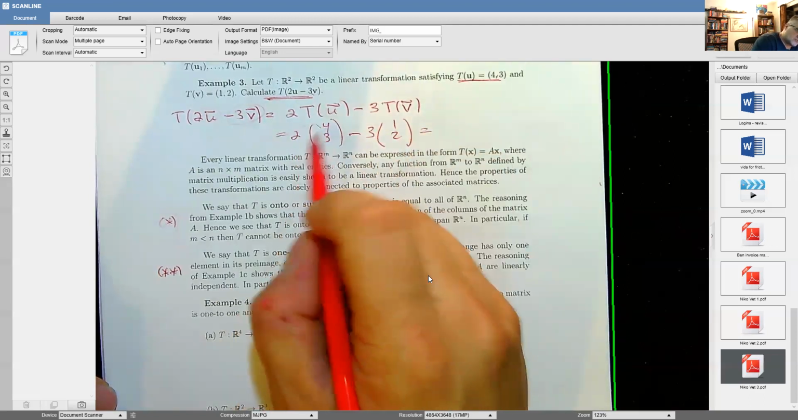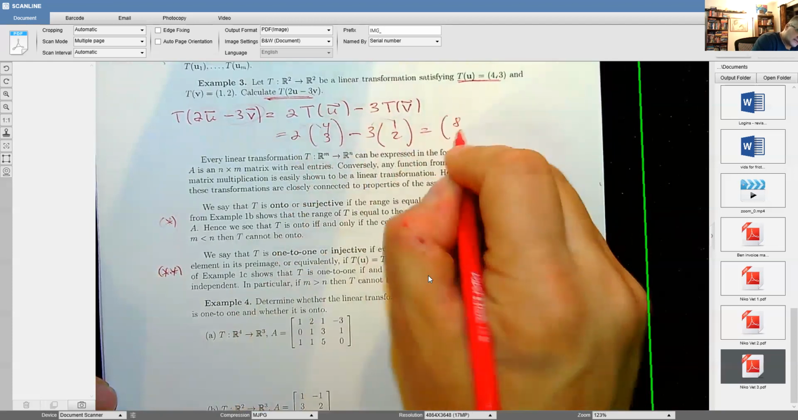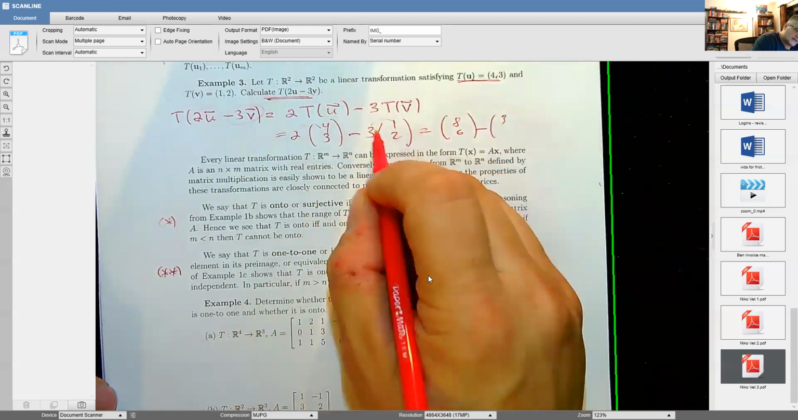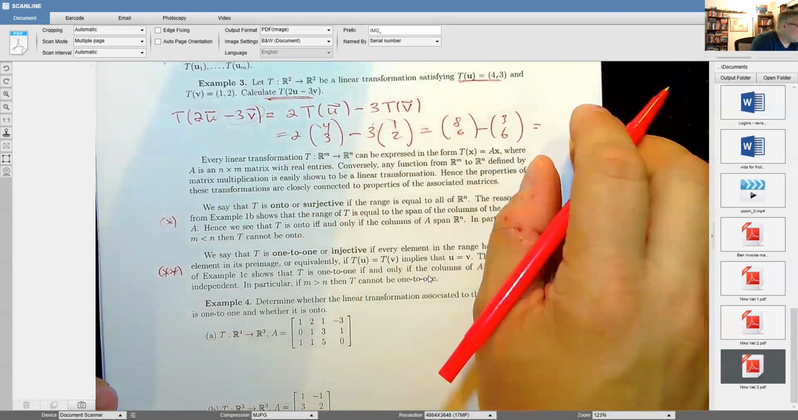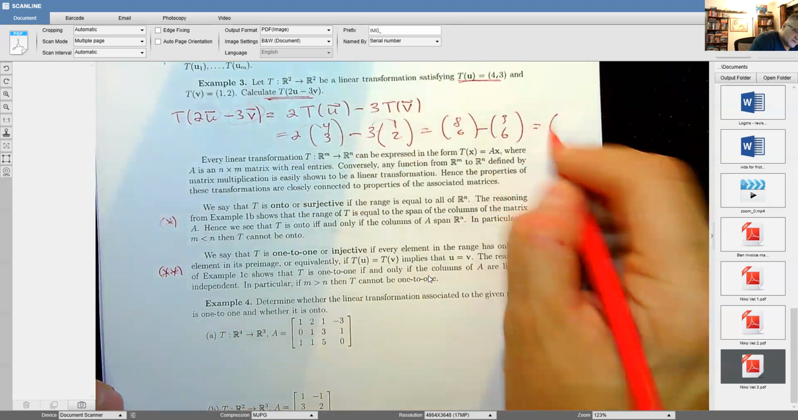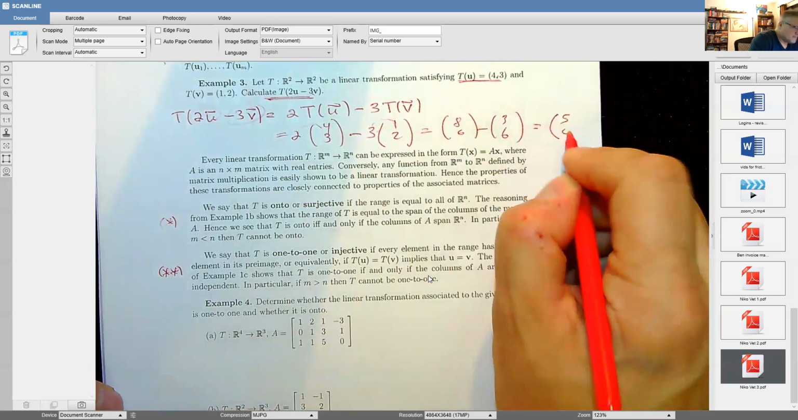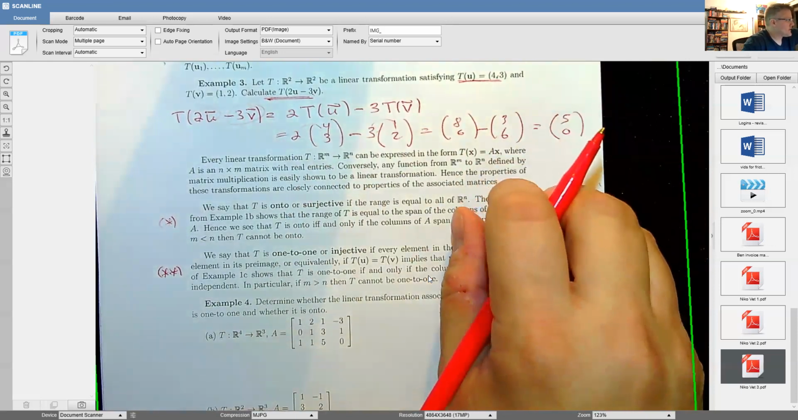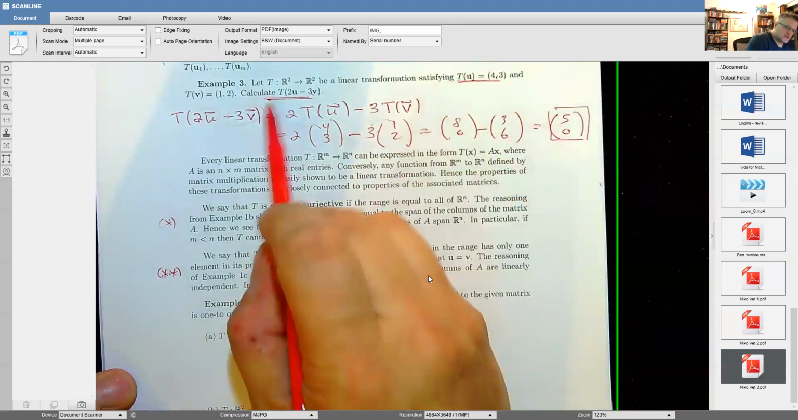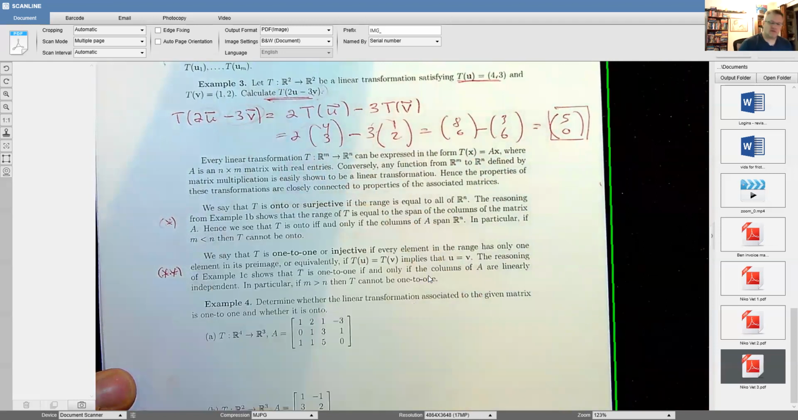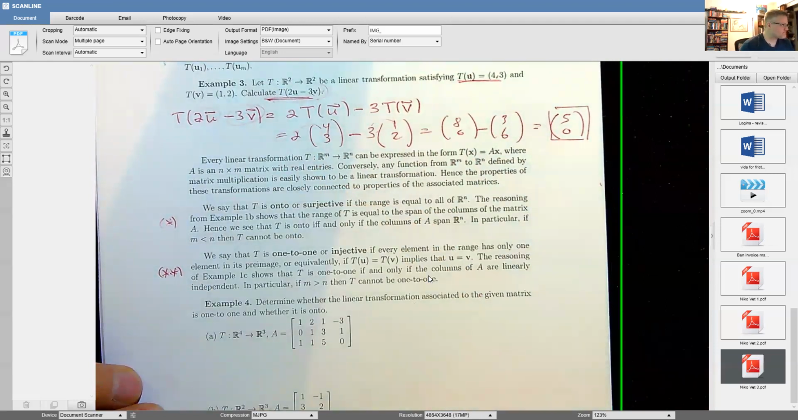I know I can scalar multiply in, right? So I get 8, 6, same way, minus 3, 6. And then I can compute the difference by subtracting components. Okay, so I get 5, 0. So knowing just those two, I was able to compute T of that linear combination.